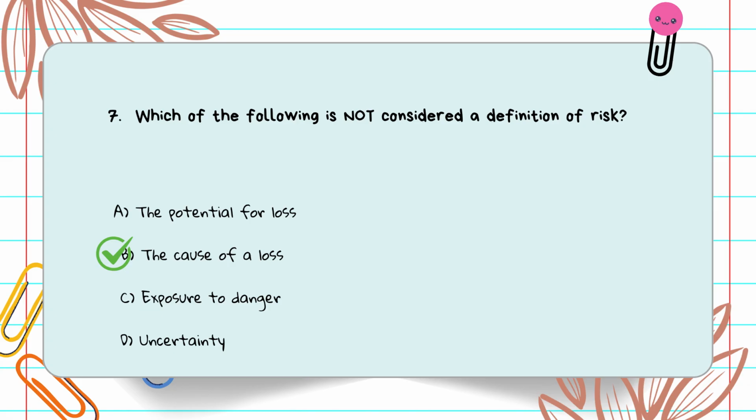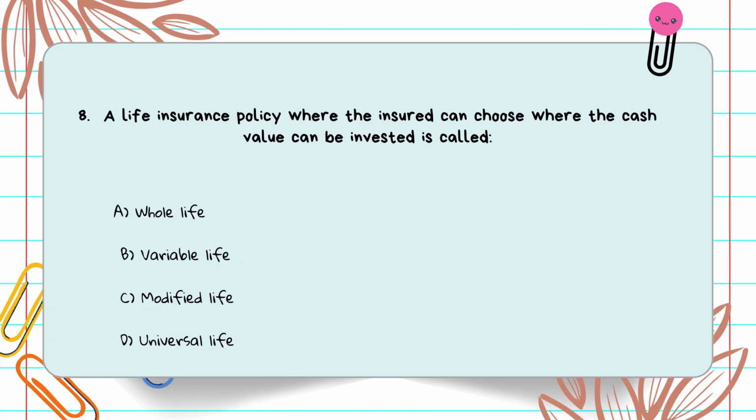Question number 8. A life insurance policy where the insured can choose where the cash value can be invested is called A, whole life, B, variable life, C, modified life, D, universal life. The keyword here is invested. In a variable life policy, the cash value is invested and it changes, or varies, with the market. The answer is B, variable life.